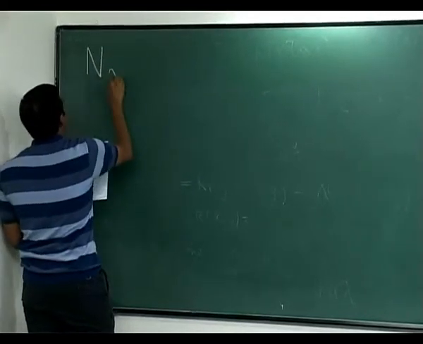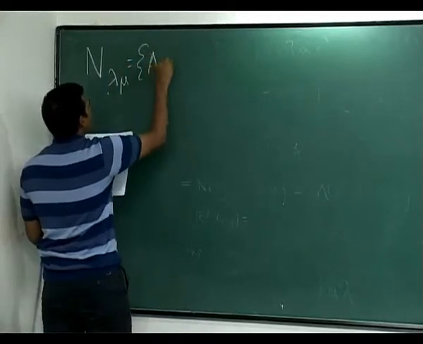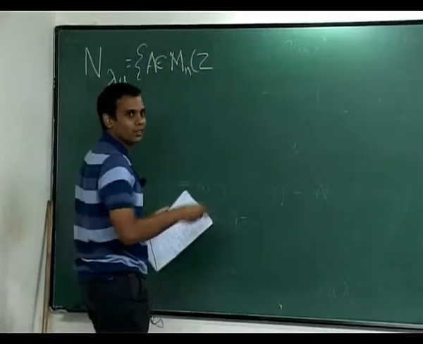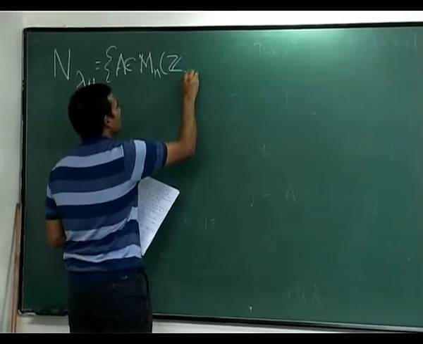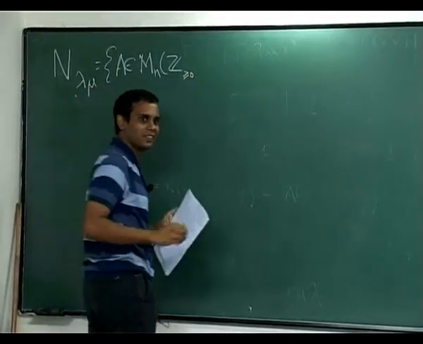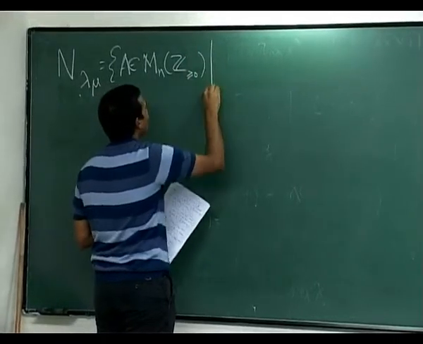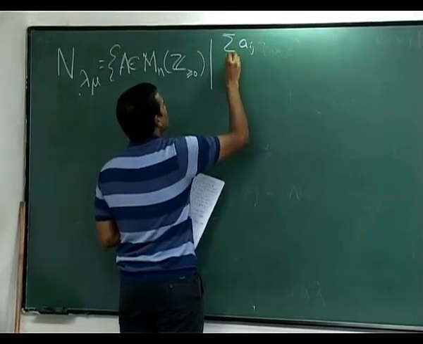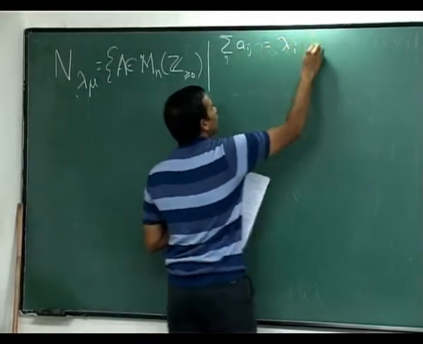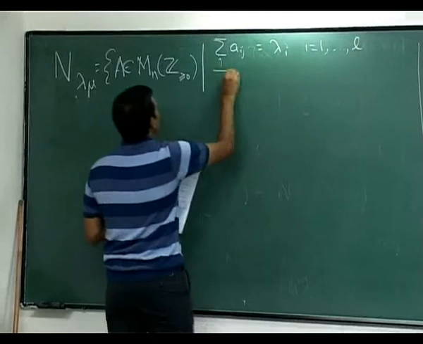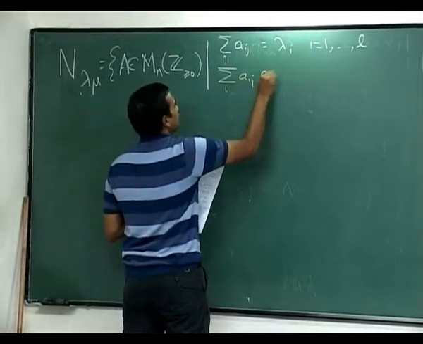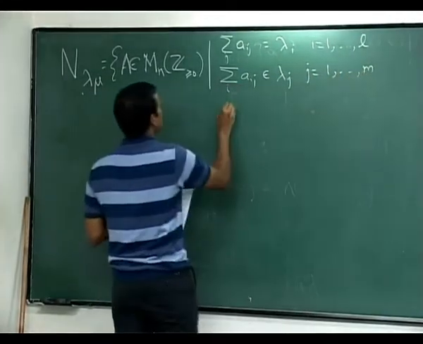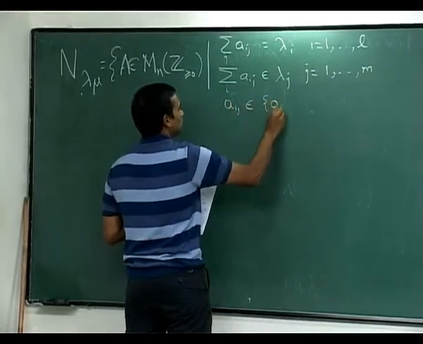So what I want to define is N_lambda,mu to be the set of matrices with, oh god, I've been writing Z here. What I want to write is Z greater than or equal to 0. You should make a correction at the beginning of this lecture. So now we have the same old conditions: the sum over j of a_ij is lambda_i for i from 1 to l, the sum over i of a_ij is mu_j for j from 1 to m, and we have this new condition that each entry a_ij belongs to the set {0, 1}.